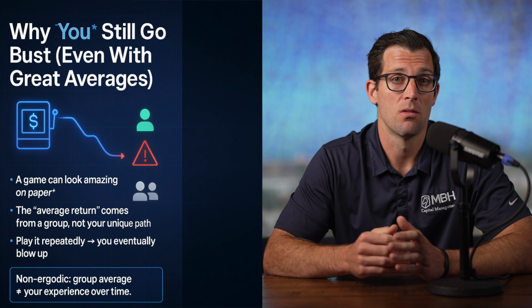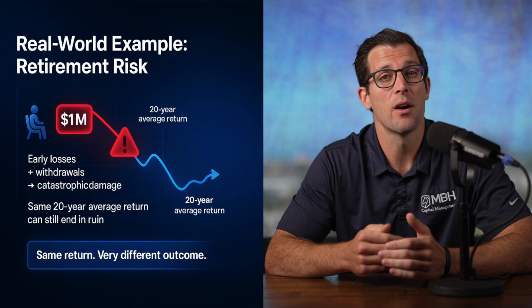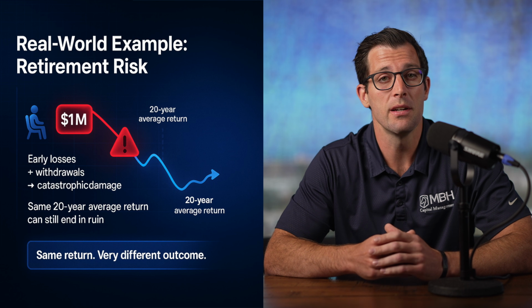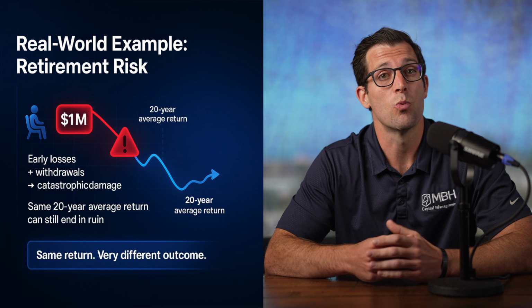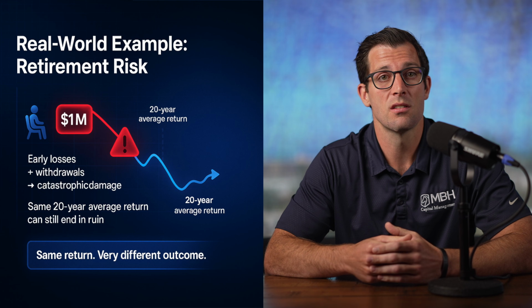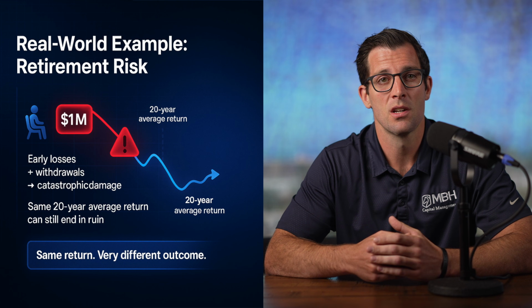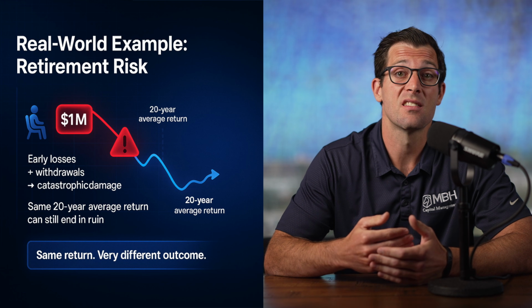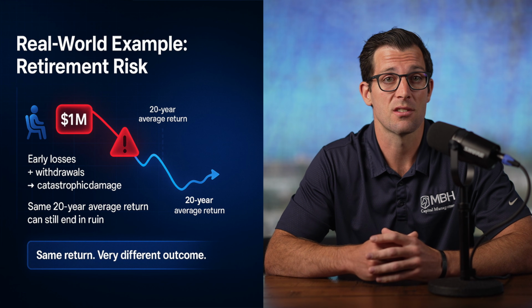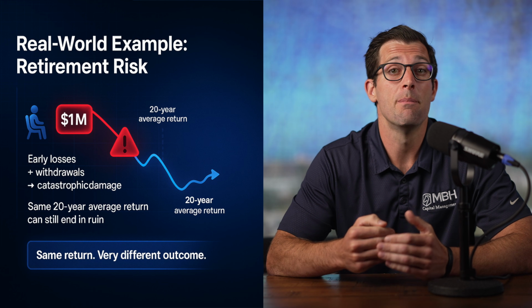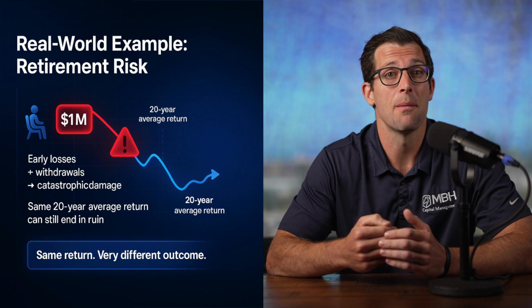Real world example, retirement. Say you retire with $1 million. If the stock market crashes early in your retirement before it recovers, it could wreck your entire plan, even if your average return over those 20 years looks great at 12%. You're withdrawing during the worst possible years in a drawdown. Same return, very different results. That's what's called the sequence of returns risk, and it's one of the biggest reasons average returns can be misleading.